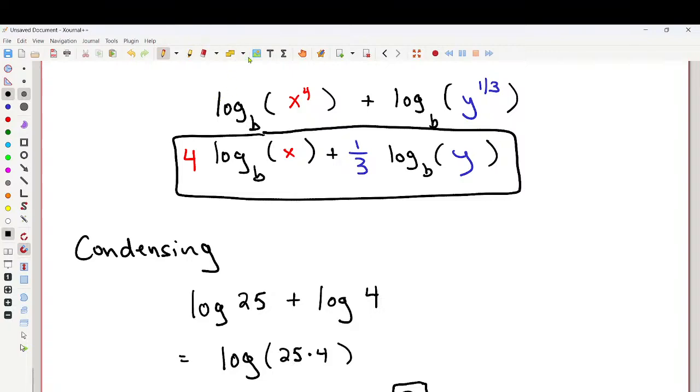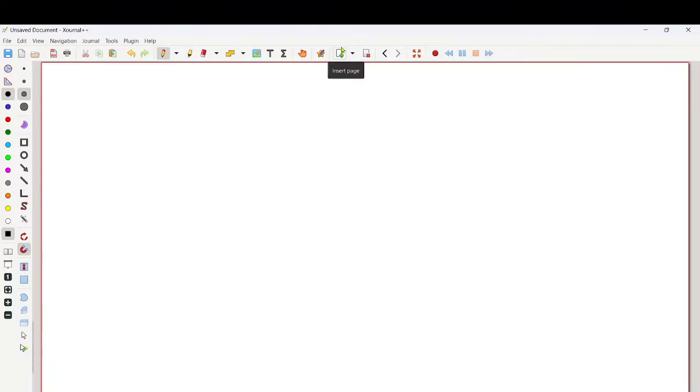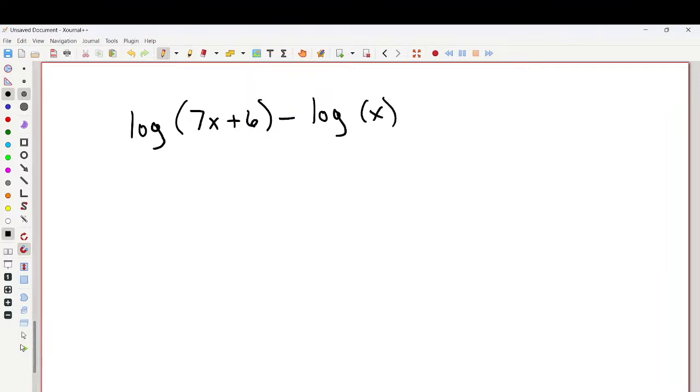Questions so far? Pretty straightforward. Question about subtraction. How do we know what goes in the numerator and what goes in the denominator when it's written like that? The left goes on top, the right goes on the bottom. That's always true.